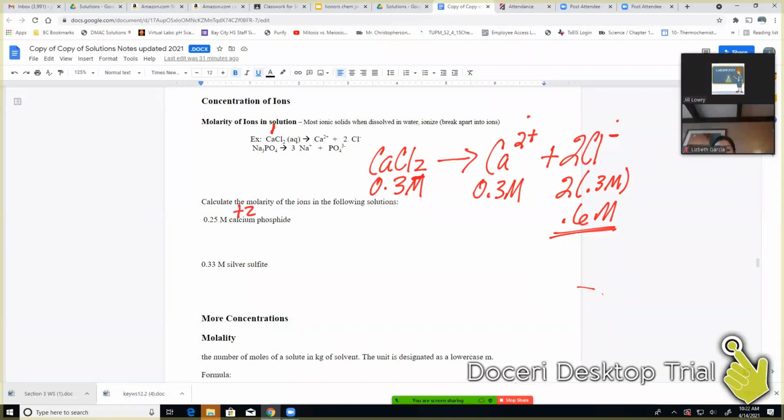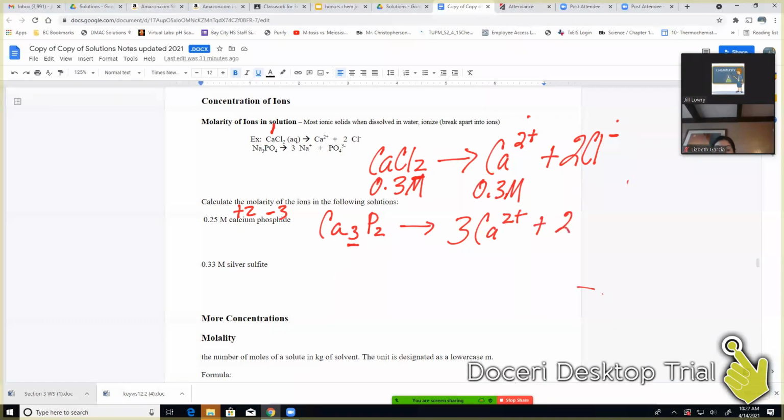Calcium is a +2. Phosphide's a -3. So if I write that formula, it is Ca3P2. All right, so when it ionizes, I have 3 of my calcium ions, subscript of 3, and 2 of my phosphide, and they're -3. So once again, if you notice, 3 times 2 is +3, 2 times -3, -6. I said that wrong. 3 times 2 is +6.